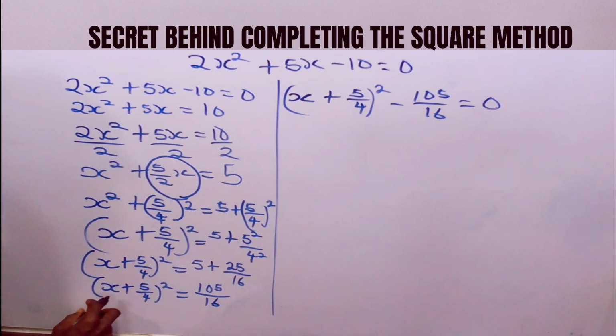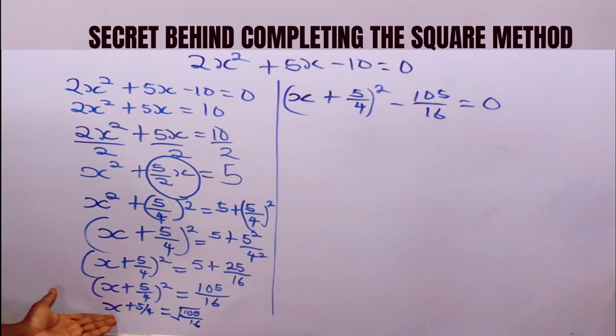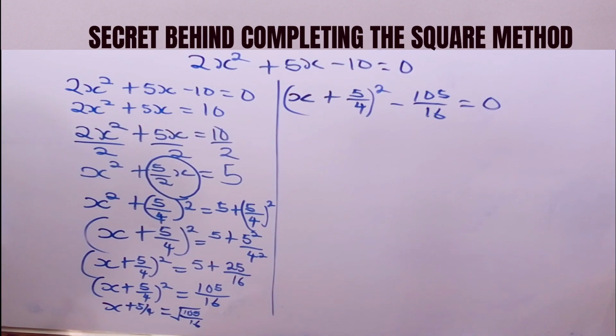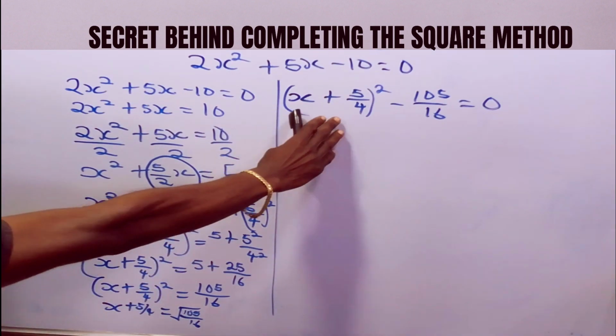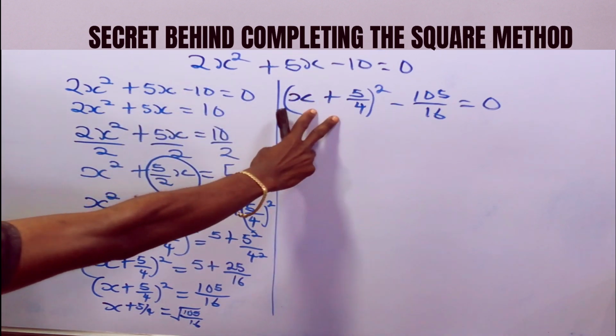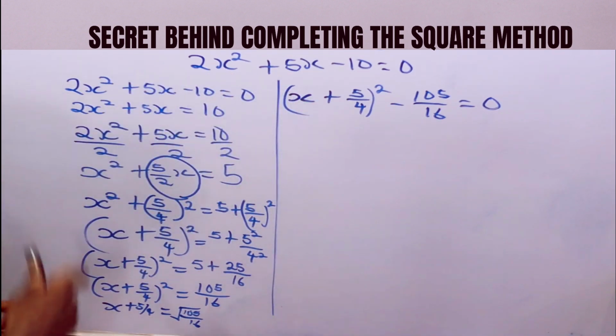If we take the square root of both sides, we'll have x plus 5 over 4 equals root 105 over 16. We make the equation simple to solve so that we can easily find our value for x. However, this and the original equation are the same. This is what we got using the completing the square method from this question, and the two are the same.